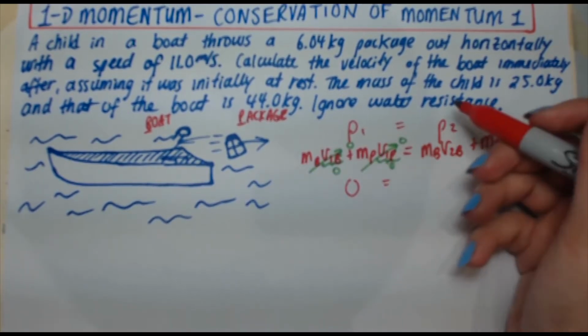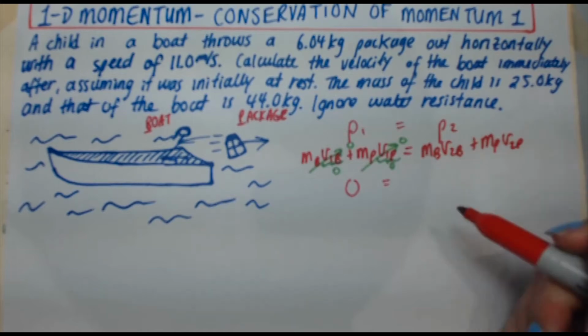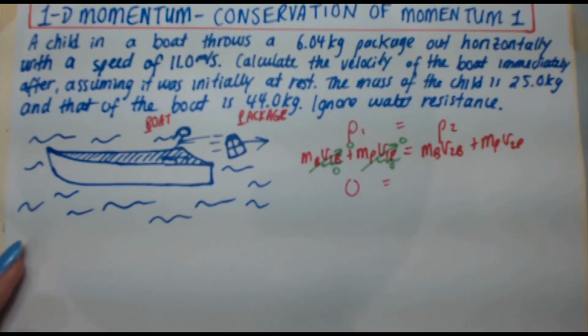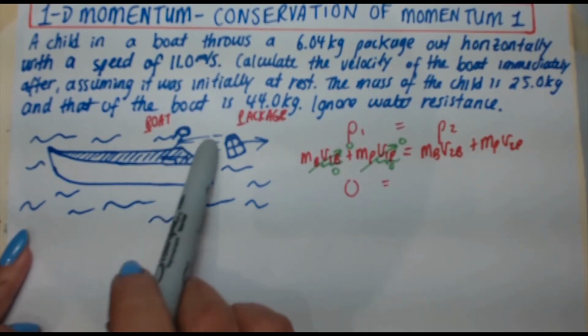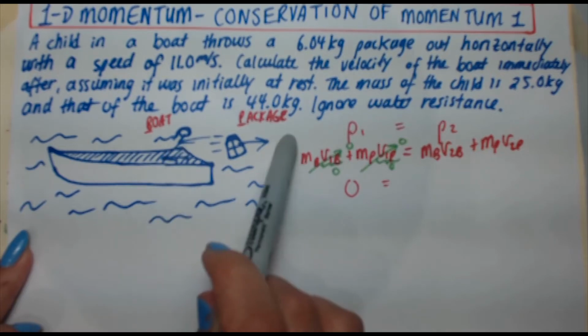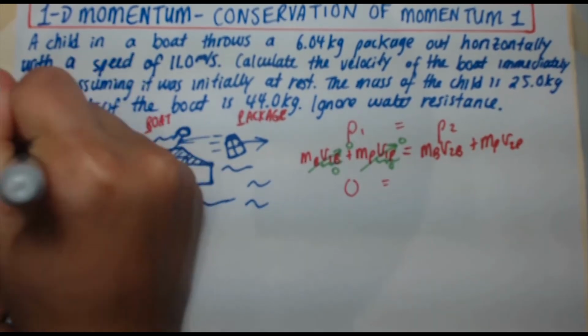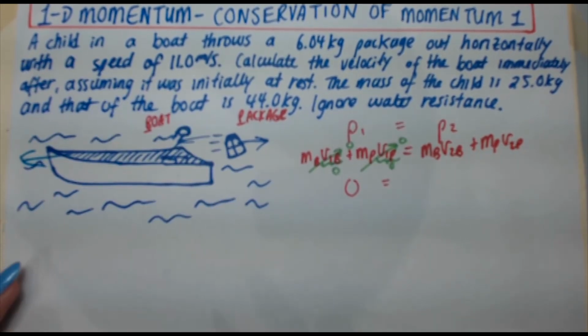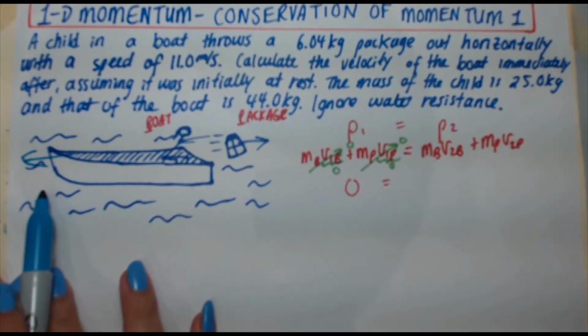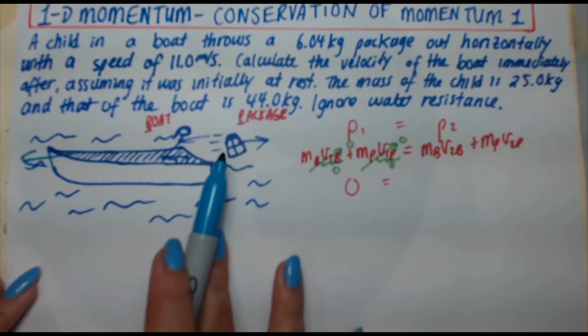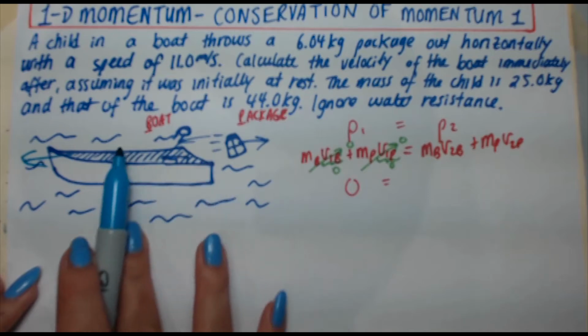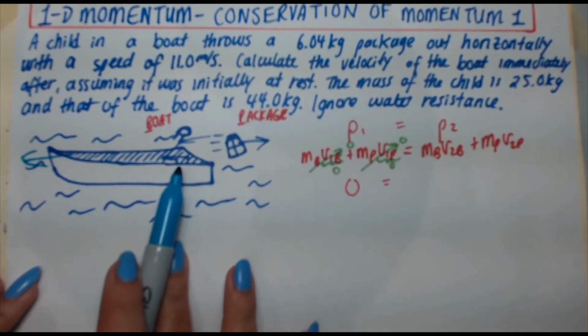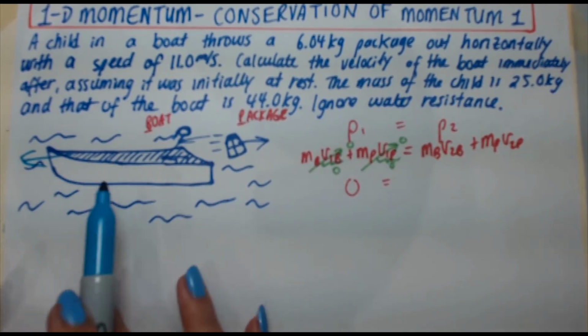Okay, so the initial momentum is 0, therefore the final momentum has to cancel out, which means if the child throws the package out forward, the boat has to move backward to compensate. Now, obviously, the boat's not going to move backward by that much because the package is light. It's going to go off with a higher speed. Because the boat is heavier, it has the child inside as well, it's going to move back, but a little bit slower.